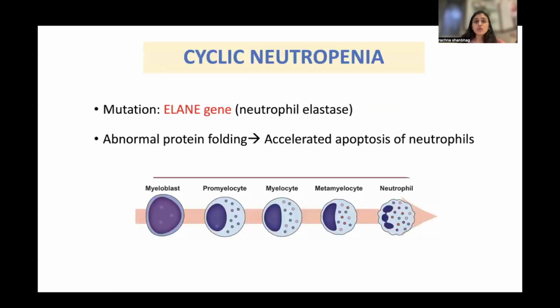The ELANE gene codes for a protein known as neutrophil elastase. And neutrophil elastase is produced by the early bone marrow precursor cells of neutrophils, such as in the promyelocyte stage. Neutrophil elastase is extremely important because it is involved in bacterial killing. So when there is a mutation in the gene, there is abnormal protein formation, and this abnormal protein folding leads to accelerated apoptosis of the neutrophils, leading to neutropenia.